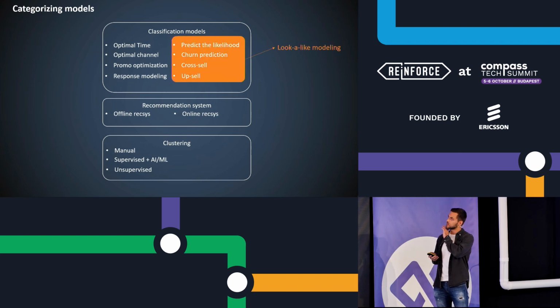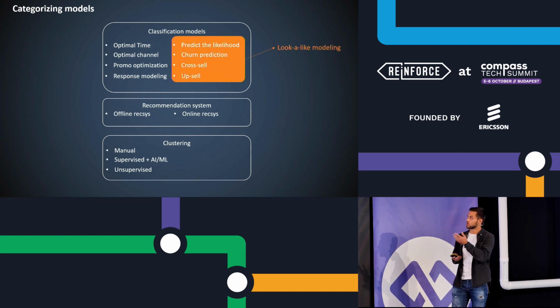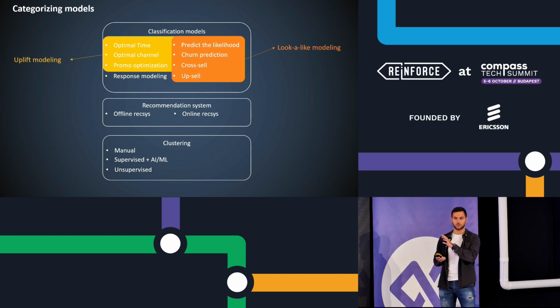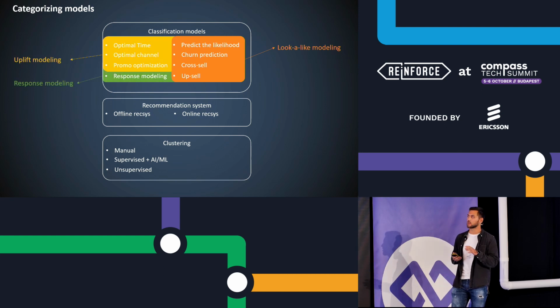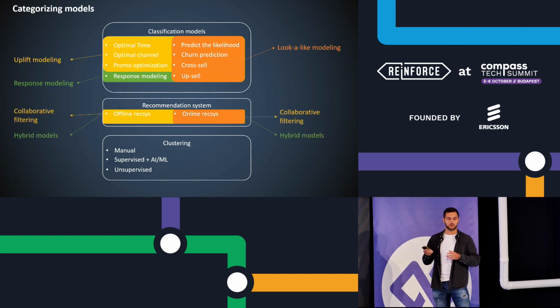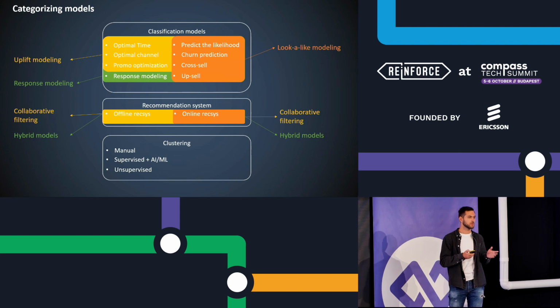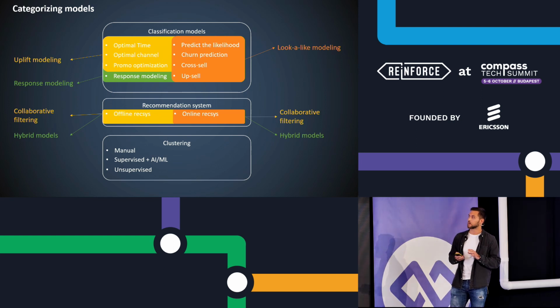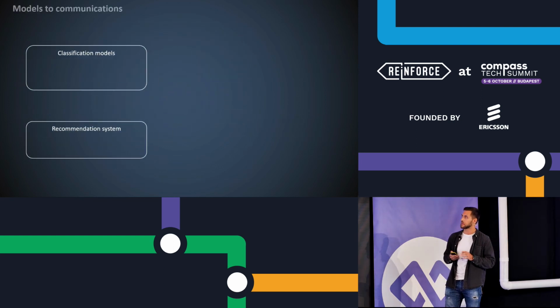And now let's have a closer look at classification models. This is the art of different models that have different names, like lookalike modeling, uplift modeling, and response modeling. These three things we will discover later. And about recommendation systems, it's about hybrid models and collaborative filtering. There are some other names for sure, but these are the main components in this field.